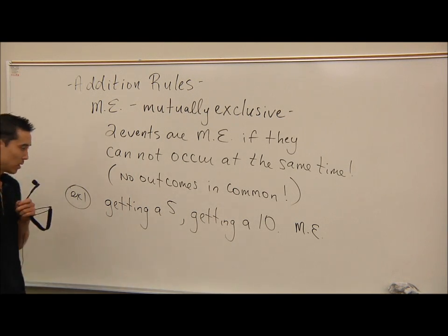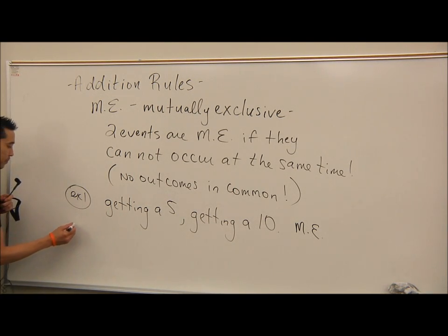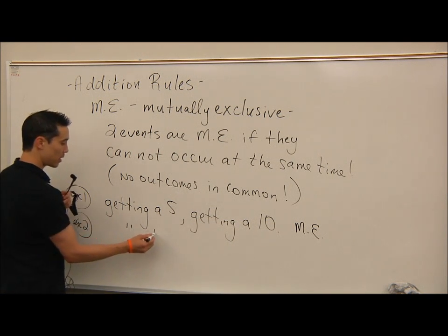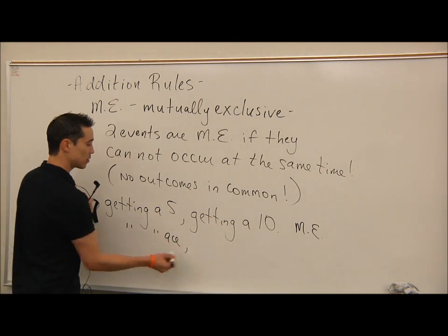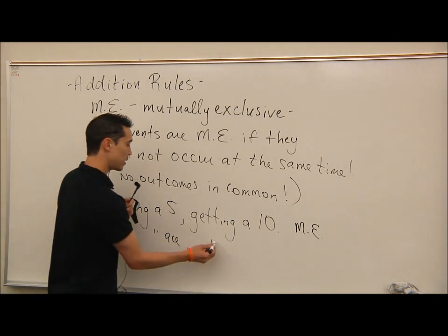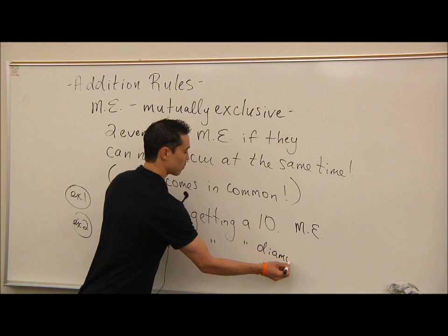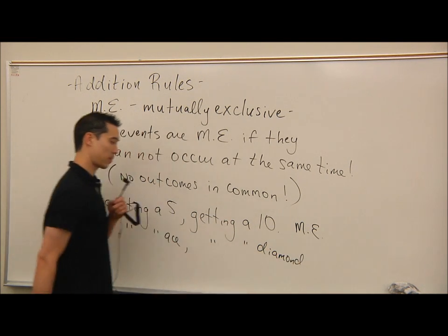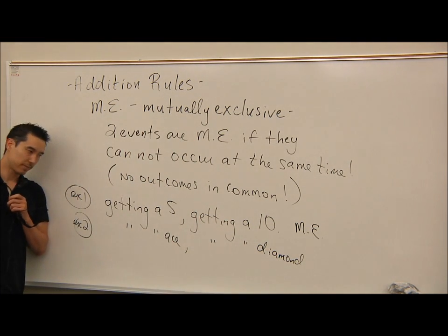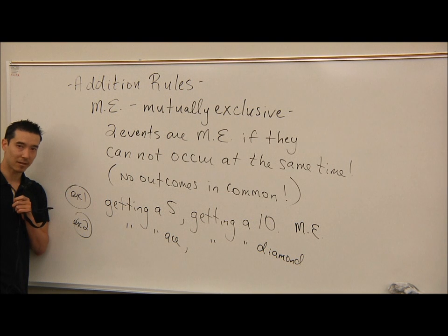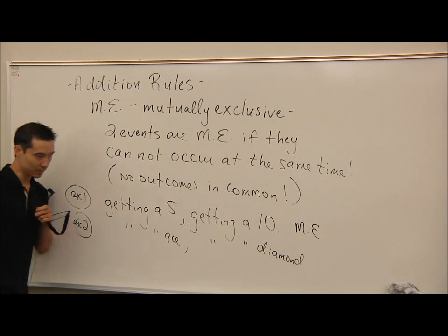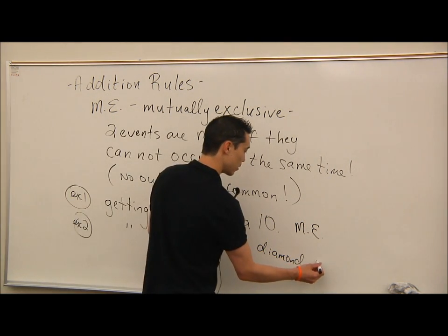Great. Example number 2. How about getting an ace, and getting a diamond. Are those mutually exclusive? No. Why not? Because you can have a diamond that is also an ace. In fact, it's called the ace of diamonds, right? So, no.